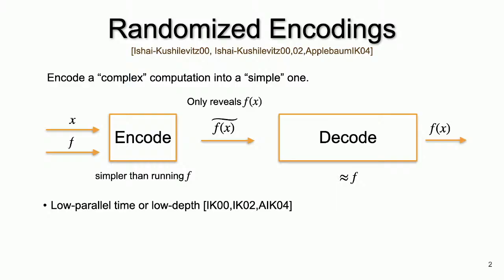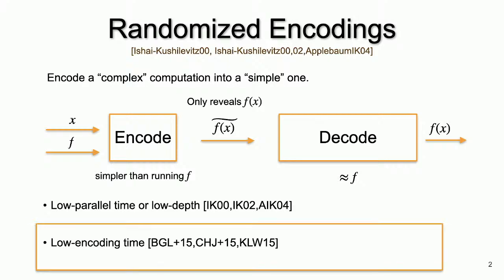So this notion has been studied for a long while, starting from Yao, and it has applications in low parallel time or low depth, and other areas of cryptography. This depends on which functionality. What do you mean by saying something is simpler than just running f? If I talk about parallel time, then there are these applications. But if I'm trying to optimize encoding time, that's the notion of a succinct randomized encoding. This is what we are going to focus on in this talk.